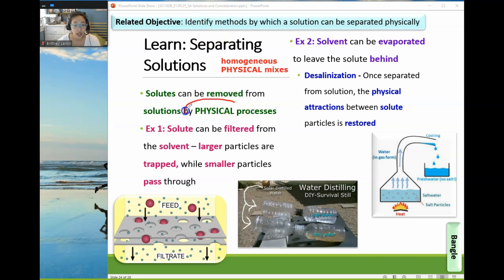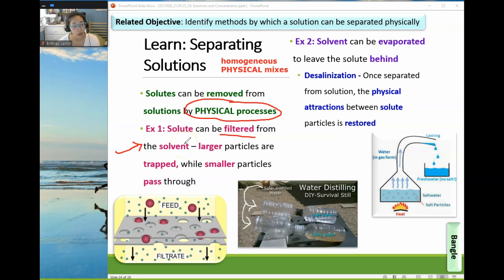Now again, we've already talked about a couple examples here. So we talked about the magnet being able to separate a metal from a non-metal that has not chemically reacted. They're just combined physically. Another example we took a look at is filtration. All right, so filtration is when we have a filter and the solute can be filtered from the solvent.